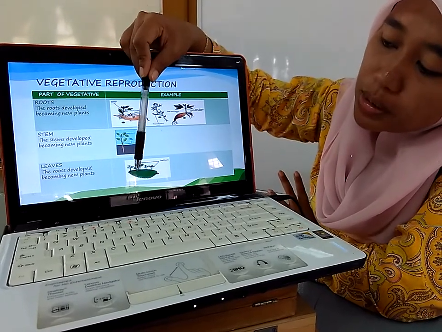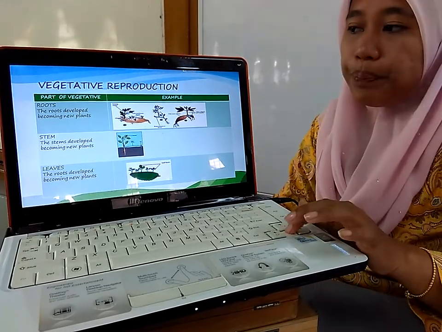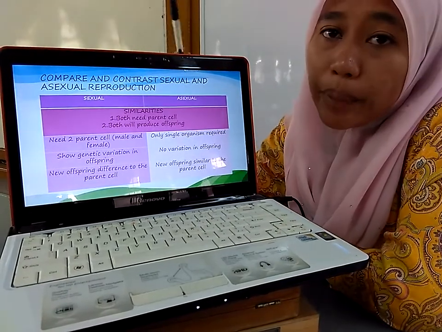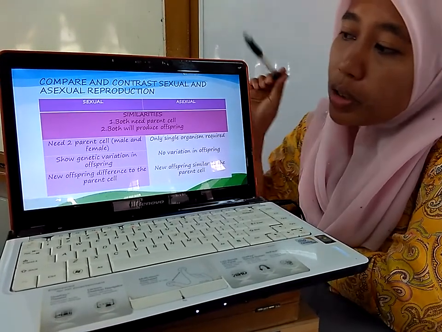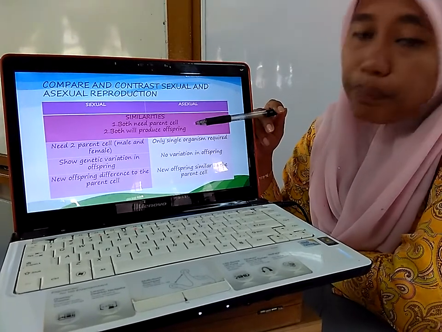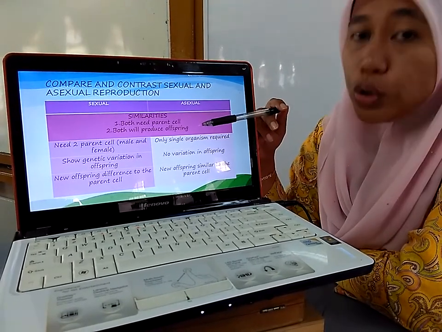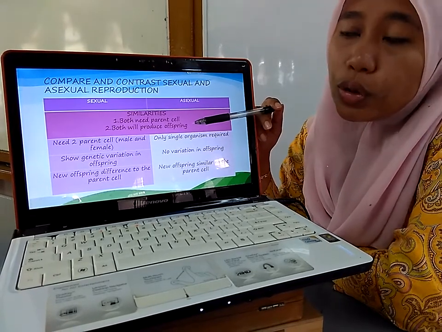So if you're able to see, this is the leaf and this is the new leaf buds to form a new organism. Okay, this is the comparison between sexual and also asexual reproduction. So first, what is the similarity between sexual and asexual? Both will need parent cells, either 1 or 2. Okay, and also both will produce offspring or new organisms.